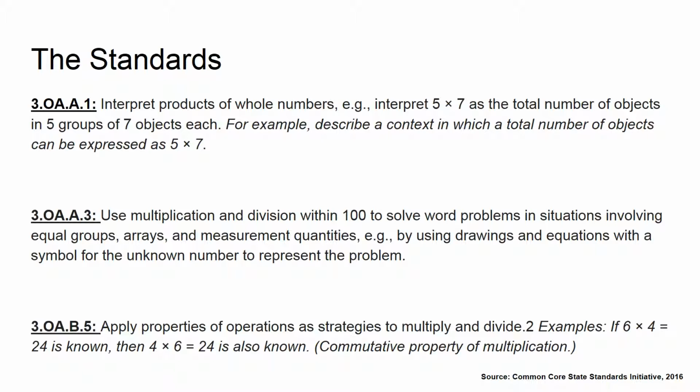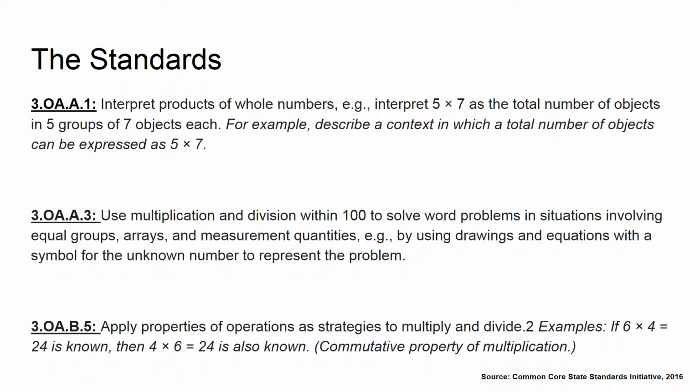The second standard is the A3 standard, which is using multiplication and division to solve word problems in situations involving equal groups, arrays, and measurement quantities. Obviously, we're going to start with multiplication here, and we're going to build that basis of understanding arrays and groups and equal groups throughout the concept of multiplication. And finally, we're talking about the B5 standard, which is the properties of operations. Now, in this concept, we are only going to be covering the commutative property of multiplication. As we move forward, we're going to cover some more.